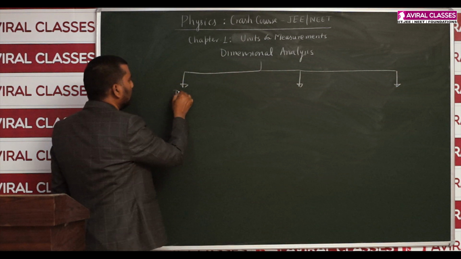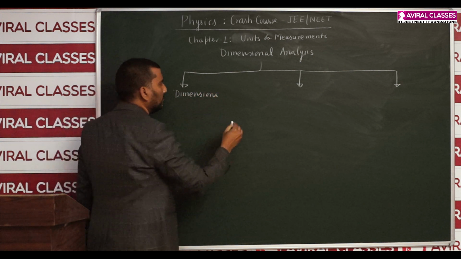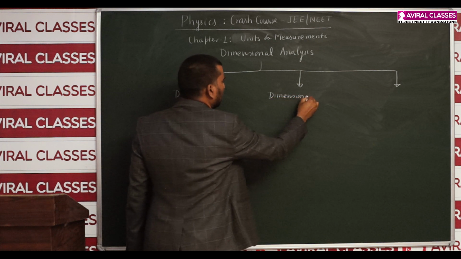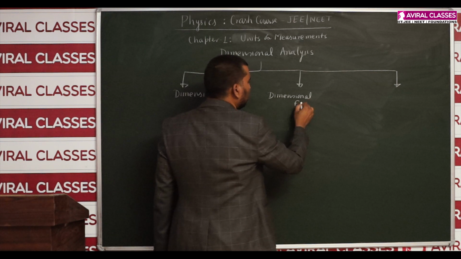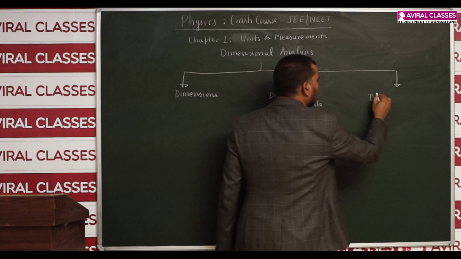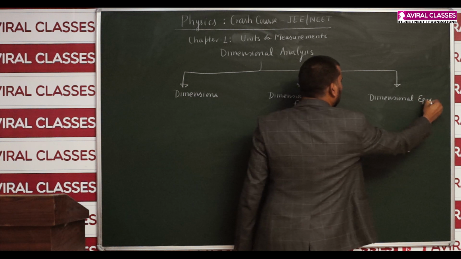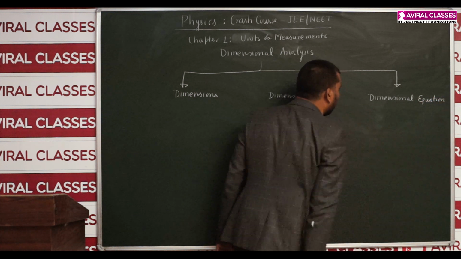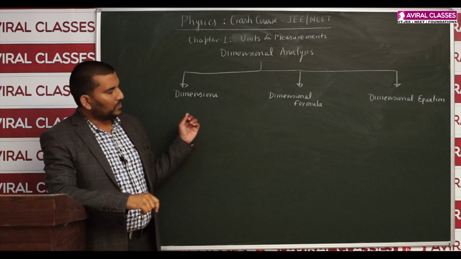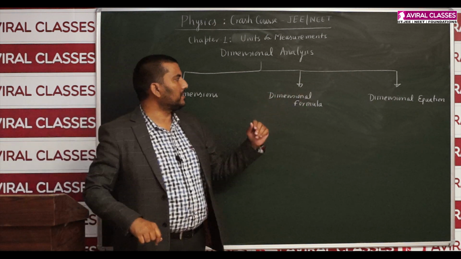One is dimensions, other is dimensional formula, other one is dimensional equation. I have written in this flowchart form just to tell you the differences between them, because we may often confuse between this and this.